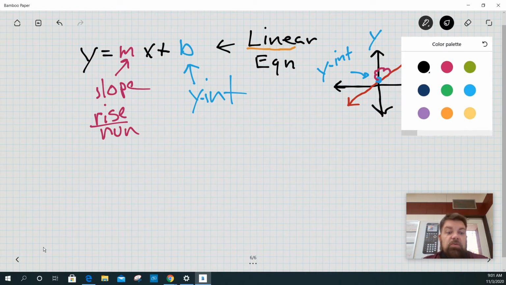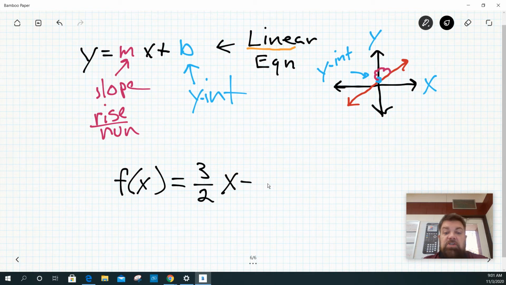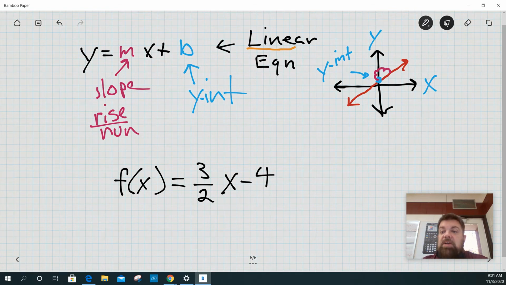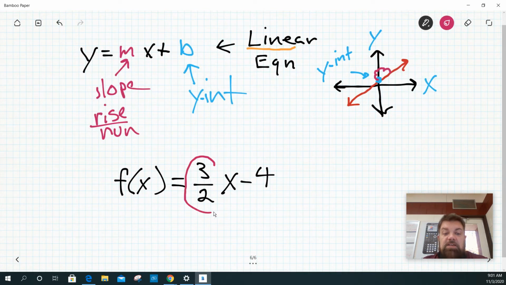Now that's a lot of information I wrote down, but what I want you to see is that if I give you in function notation, if I say f of x is equal to 3 halves x minus 4, I need you to be able to identify the slope. Now the slope is not the value for x, it's the number in front of x. So the slope is not 3 halves x, the slope is the rise over run. So my slope then is 3 over 2.